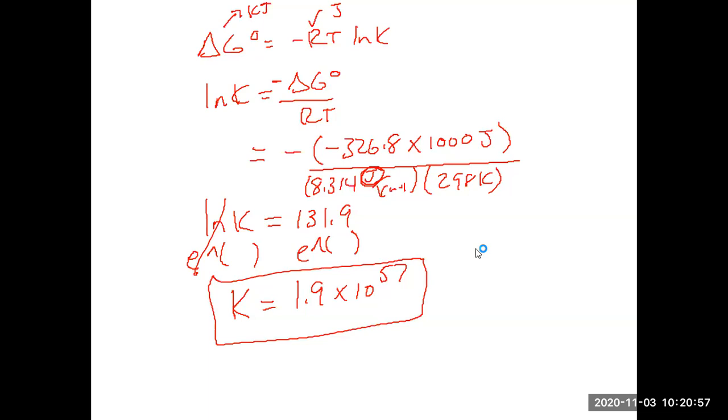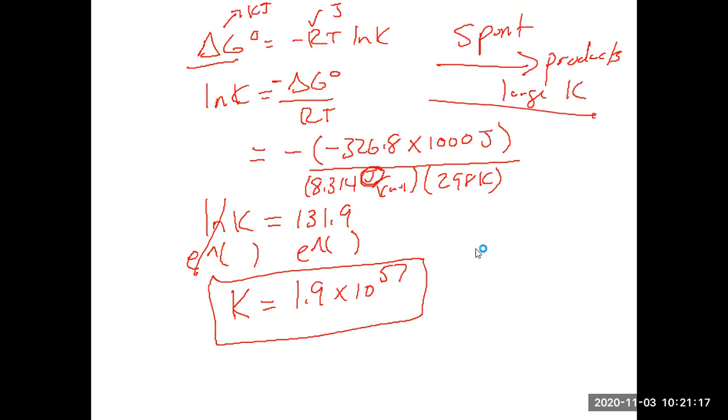Any questions on any of that math there? So does this make sense based on what we saw? Well, our delta G naught was negative, which means this reaction should be spontaneous, which means it should be heading to the product side, which means we should have a large value of K. All those things do make sense here. I would say that's a pretty large value for sure. Any questions on that calculation?